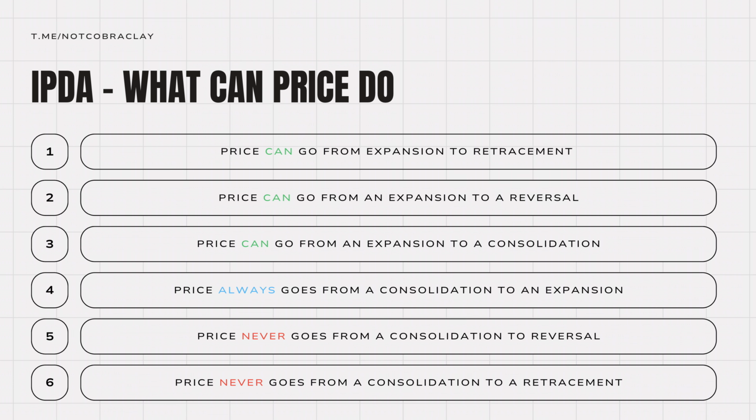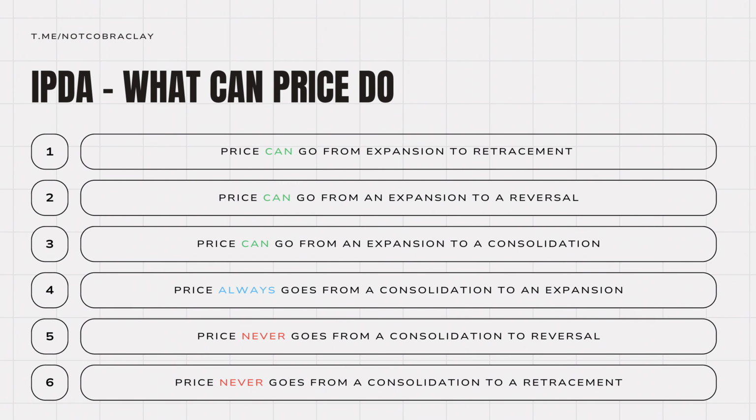Price can go from an expansion to a consolidation. As I've taught you over the few videos I've already released, and I will soon also release new videos, the market has 2 ways to move: consolidate or expand. Price always goes from a consolidation to an expansion. Always. You always build up liquidity, and after that you may see a liquidity grab, a turtle soup, or just a manipulation, and then you will 99% of the time have an expansion.